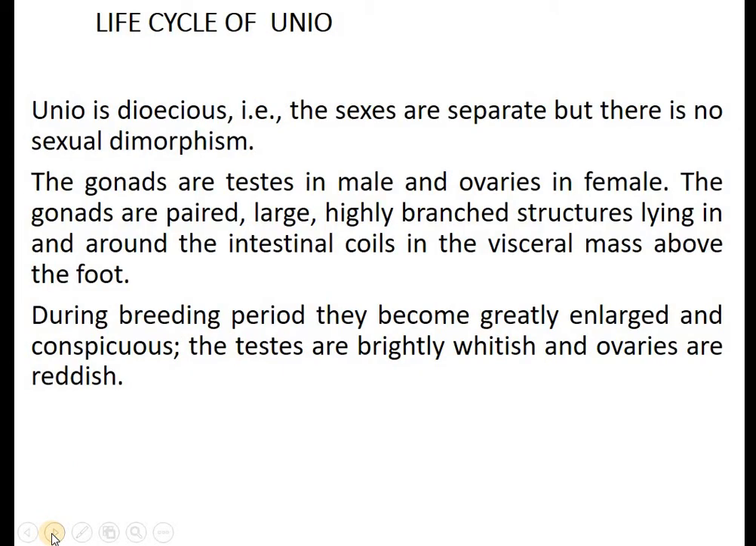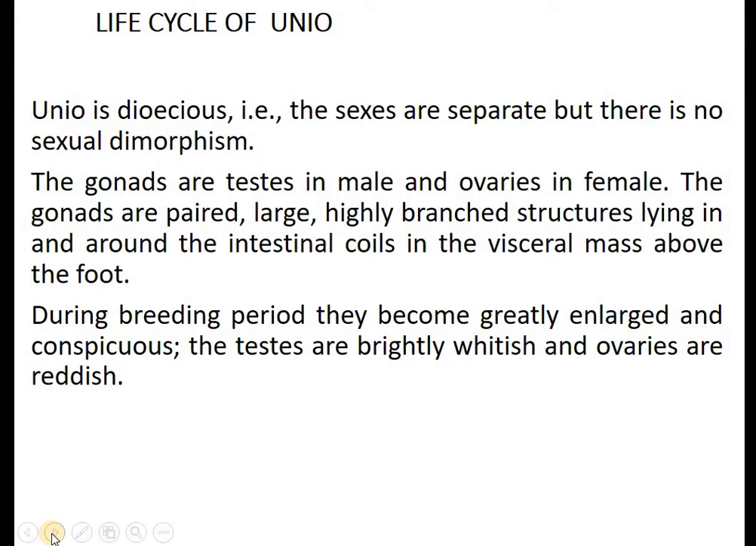Last class we saw the reproductive system in the case of Unio. Here the males possess the testes while the females possess the ovary, and Unio is said to be dioecious, with sexes separate, but there is no sexual dimorphism. Externally we cannot distinguish which is a male and which is a female Unio, but the sexes are separate, and therefore it is dioecious. Dioecious also means the sexes are unisexual.